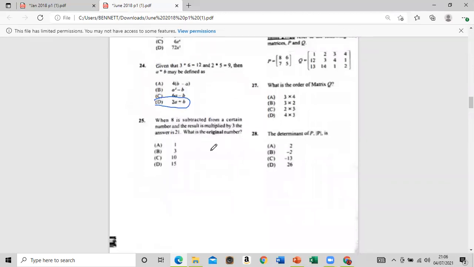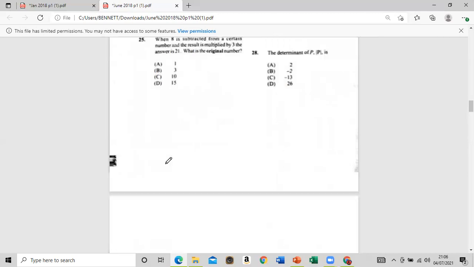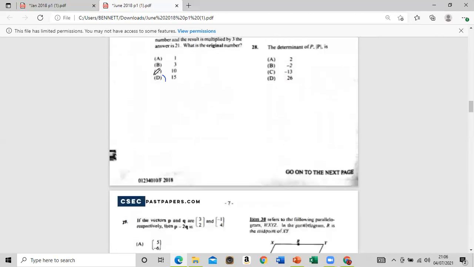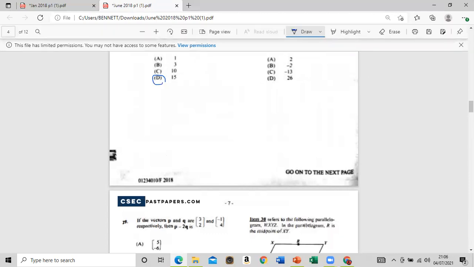When 8 is subtracted from a certain number and the result multiplied by 3, the answer is 21. What is the original number? So 3 times 7 is 21, right? So we can just add 8 and 7 to get 15.